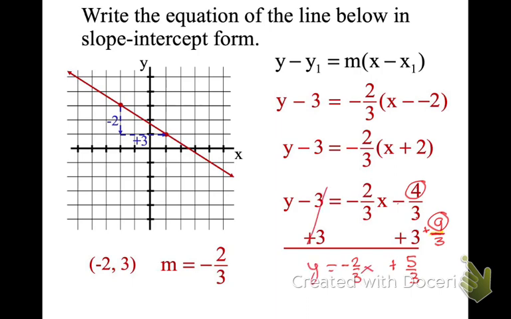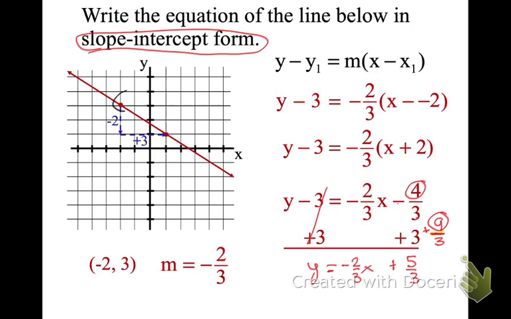These cancel, and here we are. And it says it wants it in slope-intercept form. So let me recap. Why didn't we just use the b? Because the b is in between two boxes. So we could use a point, any point, it didn't matter.